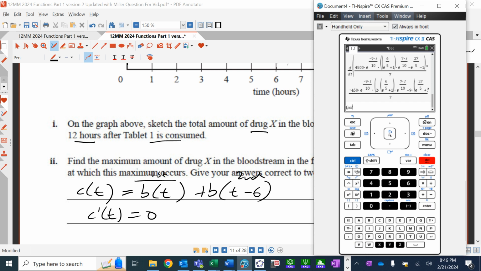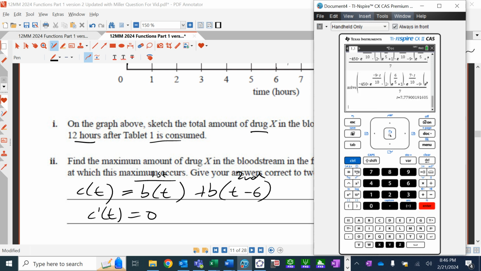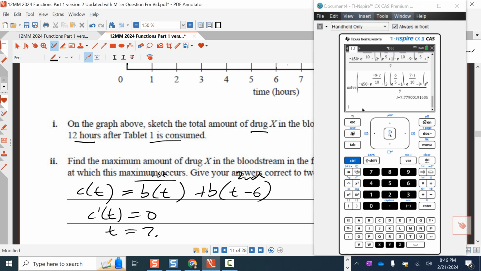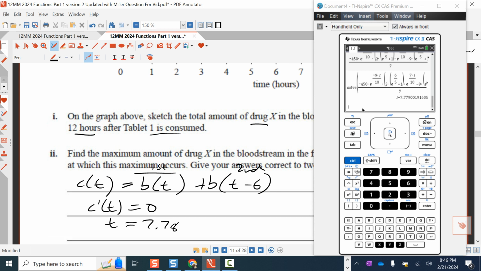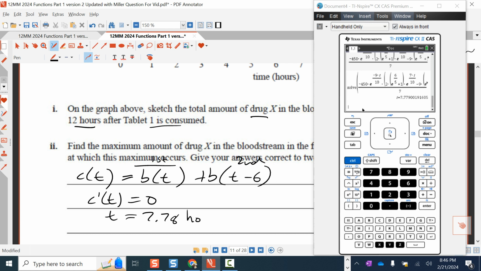So now I'm going to do a solve. So solve, and it's that derivative. So we're going to go control answer. So derivative equals 0, please. Solving for t. And because we want a decimal approximation, because it says give answers to 2 decimal places, we just put a decimal in the question and it forces the approximation. So we're going to say t equals 7.78, which was around about what we predicted. I said 8 by the graph. So it's 7.78 hours.